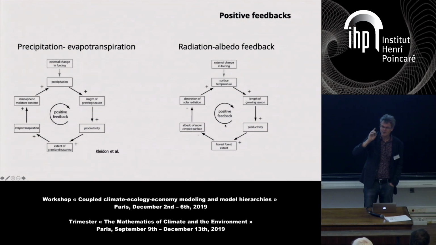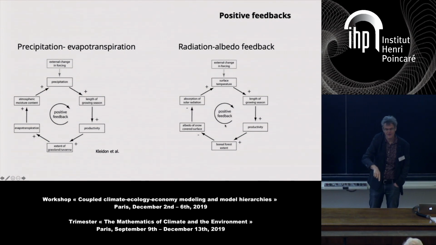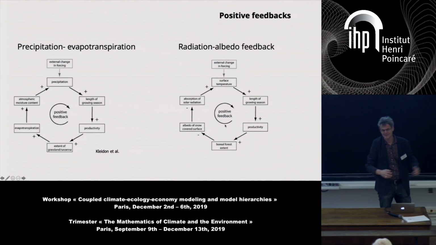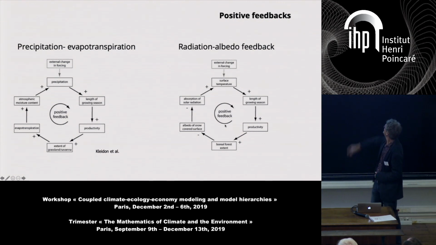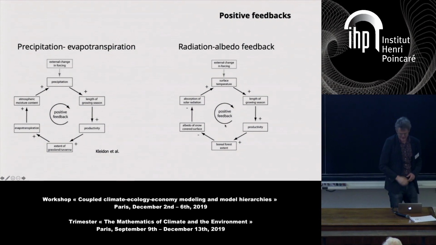It's also important to remember that the positive feedback can go up, but it can also go lower and lower. That's always important in these positive feedbacks. It's an acceleration of the system and can move to different sides. We also have the radiation albedo feedback, but I will mainly talk about this precipitation evapotranspiration feedback today.